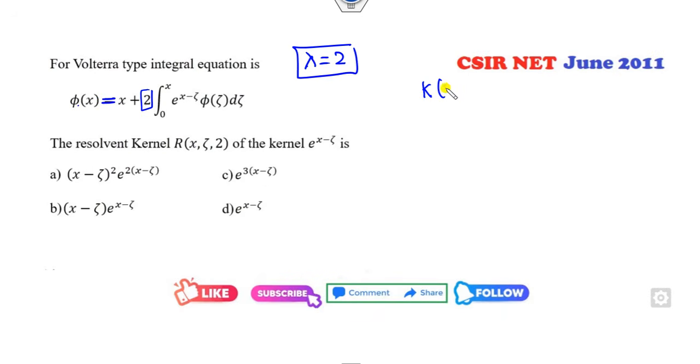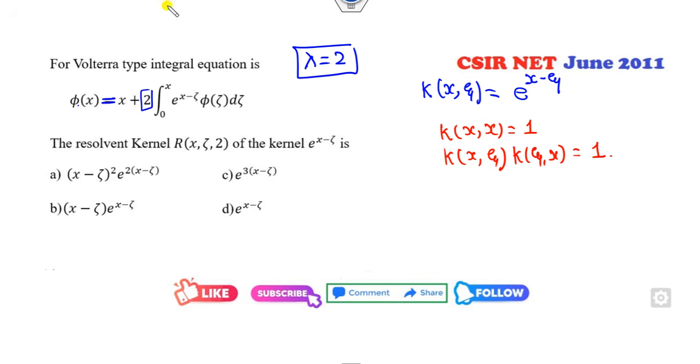What is my kernel? K of x comma xi is e raised to power x minus xi. Does it satisfy both the properties? K of x comma x is 1. What are K of x comma xi and K of xi comma x? Clearly, it is also 1. So it means it satisfied all these properties.